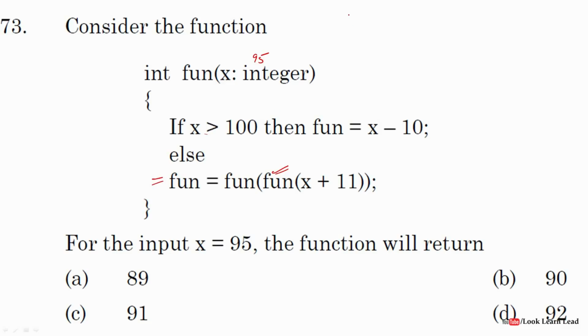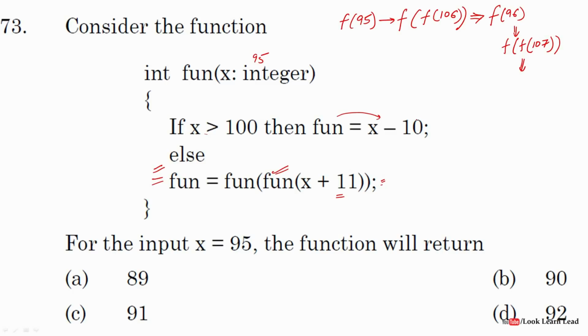So f of 95 is called first, and after calling f of 95 the else condition is executed. Then we would be having f of 95 plus 11, which is 106. After that it is a recursive call. When f of 106 is called, 106 is greater than 100, so this would be executed, and this should be f of 96. When f of 96 is called, this would be equal to f of 96 plus 11, which is 107. Now 107 is greater than 100, 107 minus 10 is 97, then it would be f of 97. Till now our answer is not there, neither 89, nor 90, nor 92. So 97. When 97 is called, the else part will be executing. It would be f of 108.